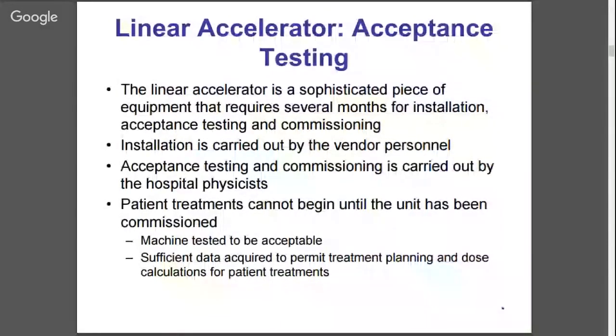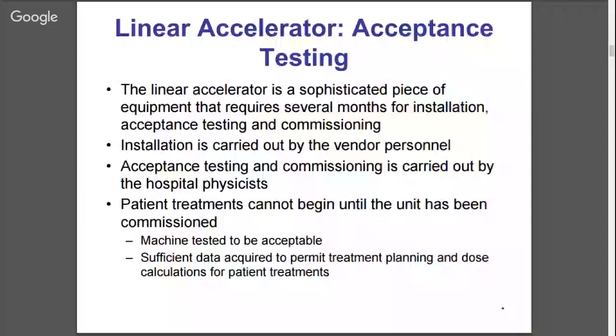And it's important to stress here that we can't use the machine clinically until the unit has been commissioned. That really says that the machine is tested to be acceptable, and also the commissioning data has been acquired to allow treatment planning and dose calculations for patient treatments.